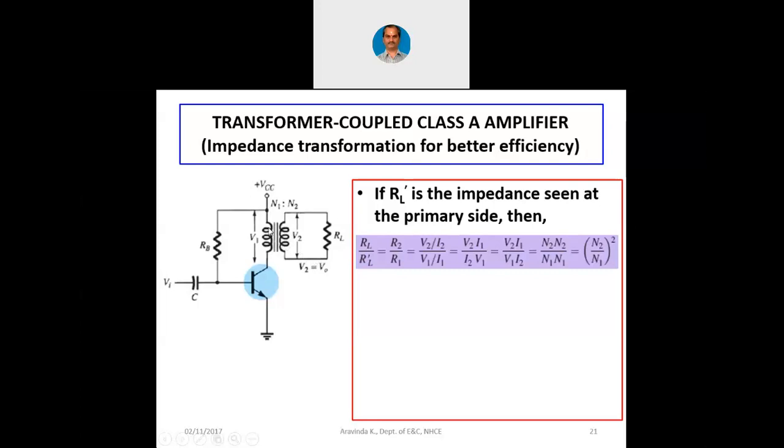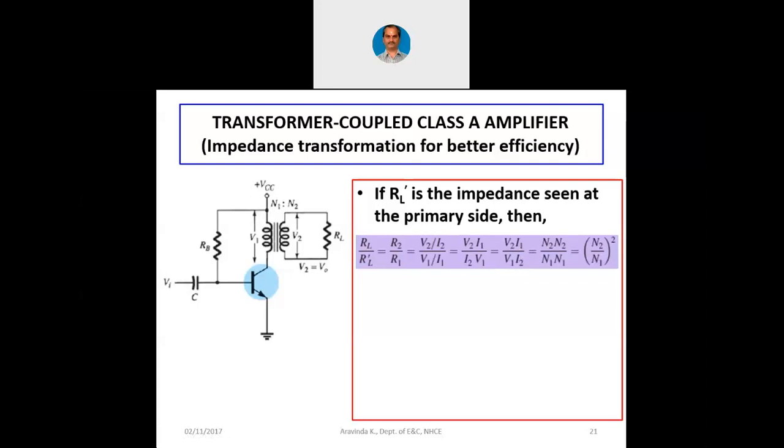V1 is the voltage at the primary of the transformer. So it is V2 by I2 by V1 by I1. Now it is nothing but V2 I1 divided by I2 V1, and it is nothing but V2 I1 by V1 I2. It is just rearranging of the terms.